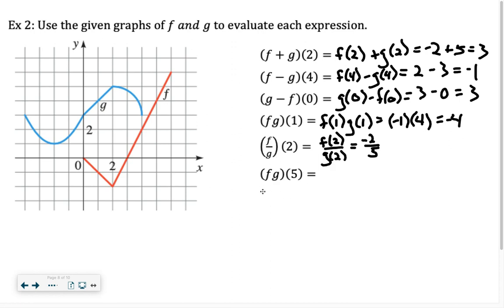The last one, we want to do f times g of 5. Okay, so here, f of 5 is 4. So this is f of 5 times g of 5. So f of 5 is 4 times g of 5. Well, there is no value of g of 5, right? G doesn't extend out to x equals 5. So that's undefined. So since we don't have that value, we just say that this whole thing is undefined.